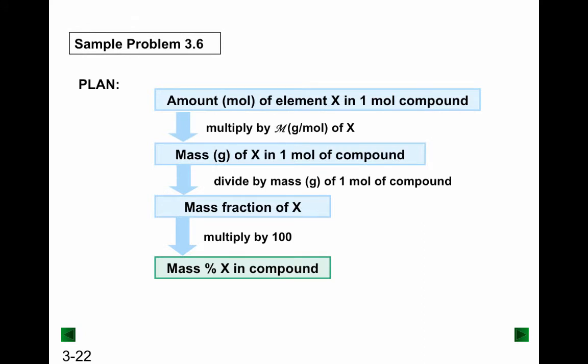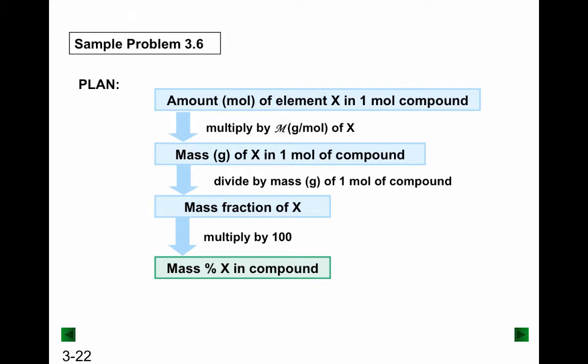Okay, here is our roadmap, our plan for solving this type of problem. We know the relative amounts in moles of the element from the chemical formula. Now we have to find the mass percent. To do this, we multiply the amount of each atom by its molar mass to find its mass. Then we divide each mass by the total molar mass of the compound to find the mass fraction of each element. Multiplying the mass fraction by 100 gives the mass percent of each element.